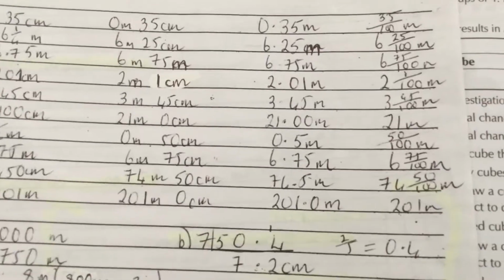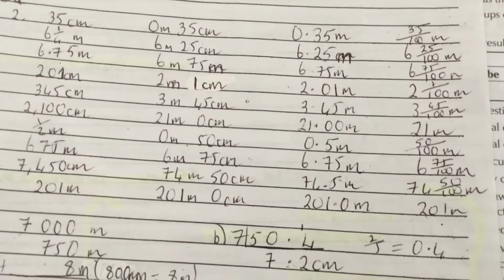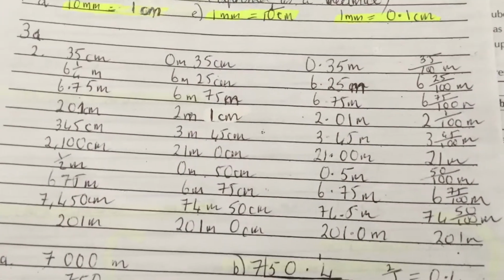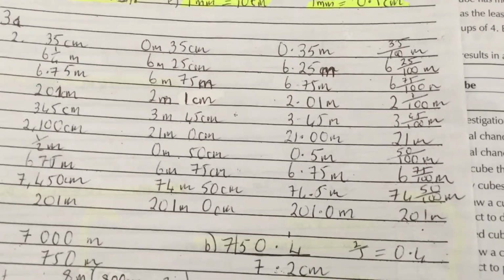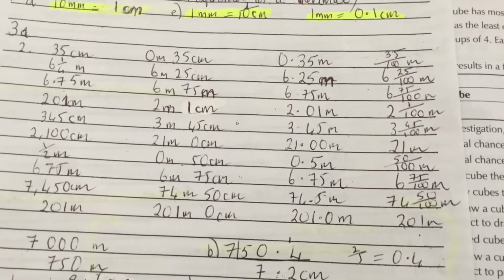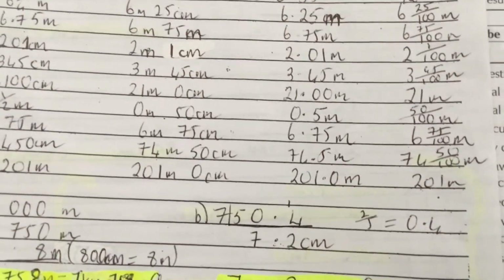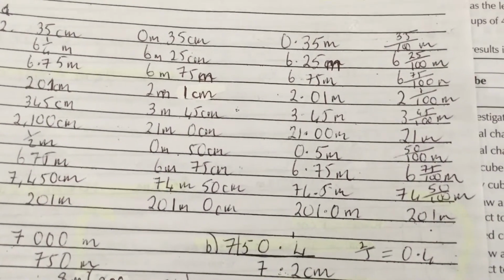So there's 75, and that's 75 and 50 hundredths of a meter, which is 75 and a half a meter. 74 and a half a meter. Okay, guys? There I am saying it incorrectly again. So that's 74 and a half of a meter.